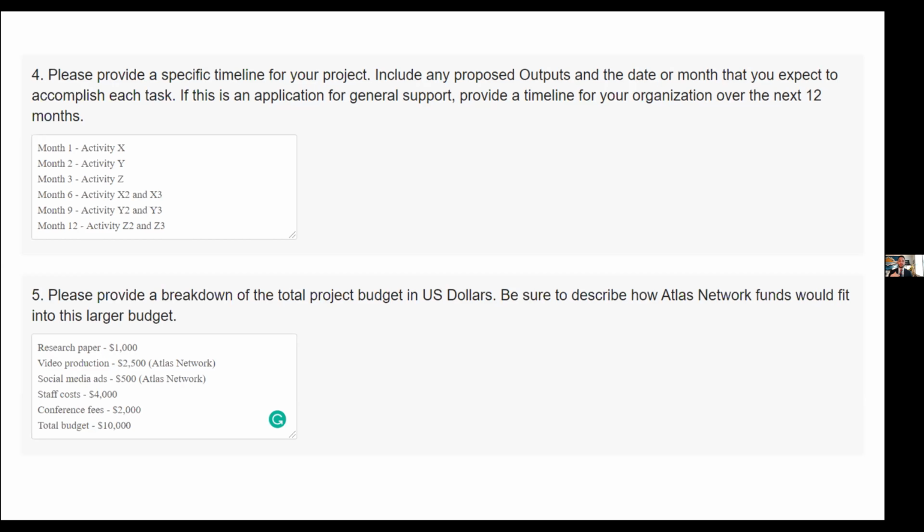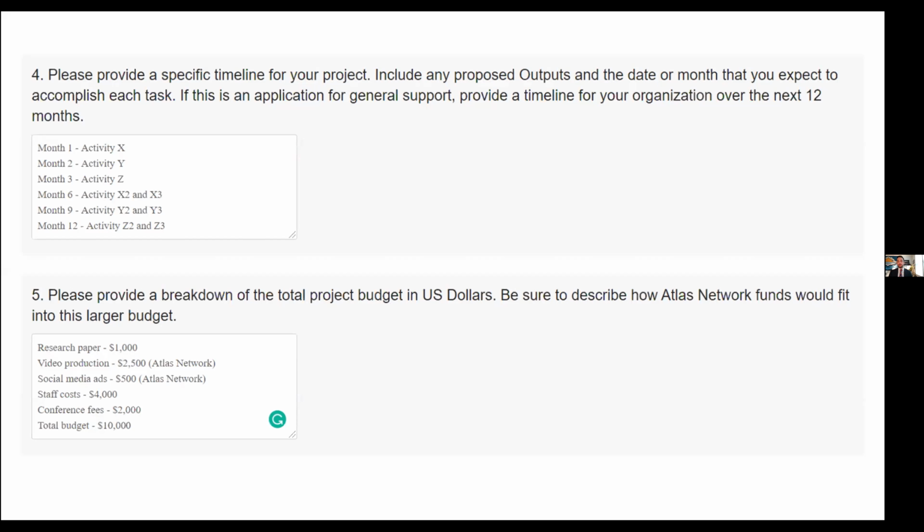The other thing to note here is that we want you to identify the Atlas Network funding, what you are planning to use our dollars for, right? So this is $3,000 out of the $10,000 budget. You want us to cover video production and social media advertising costs.